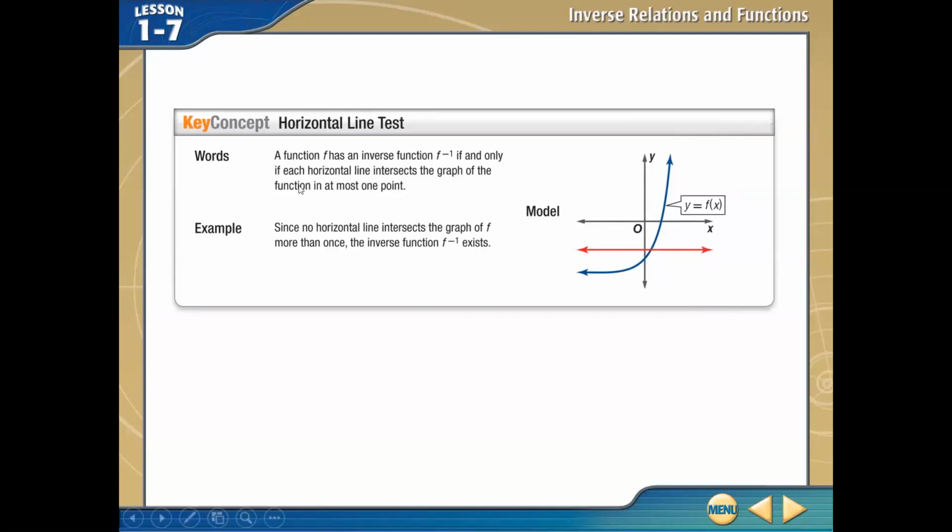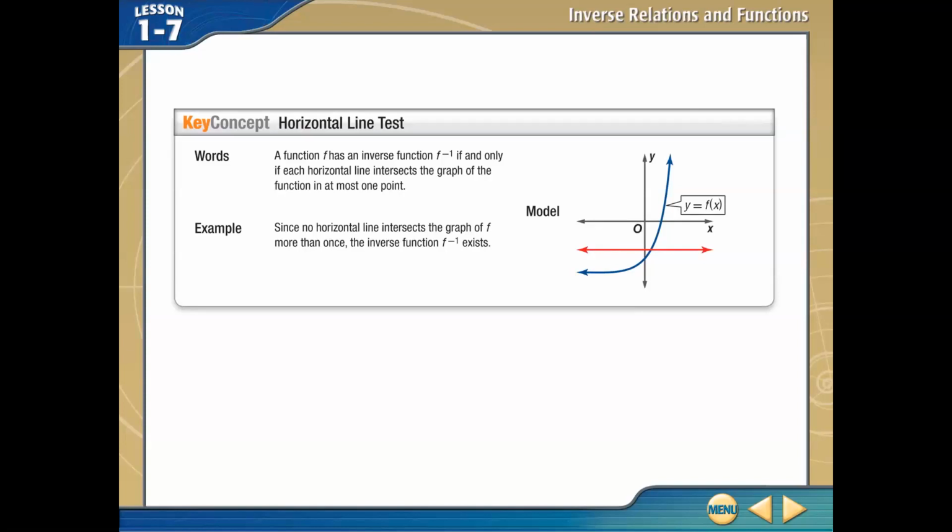If and only if each horizontal line intersects the graph at most one point. This is an example of a 1-to-1 function. Wherever we were to draw this graph, and I know it looks like it levels out here, but it really doesn't. It's still decreasing as x approaches -infinity. That horizontal line intersects that graph one time, at one point. So since no horizontal line intersects the graph of f more than once, the inverse, f inverse, exists, or the inverse function.